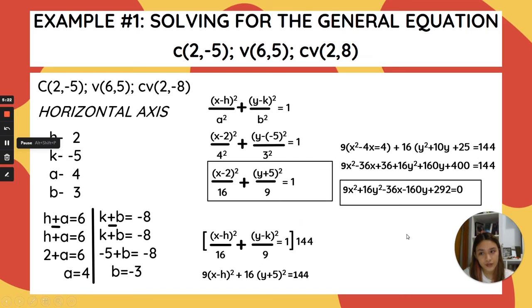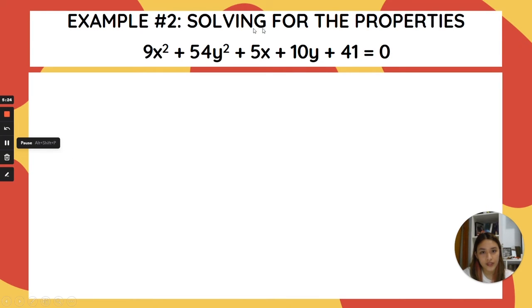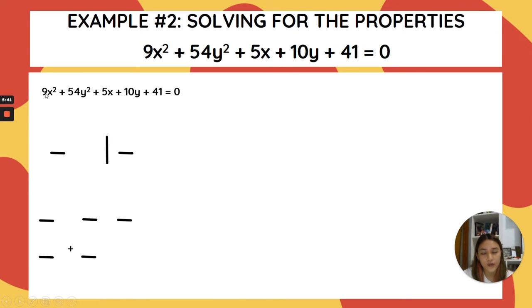So example number 2 is solving for the properties, given the equation 9x squared plus 54y squared plus 5x plus 10y plus 41 equals 0. So given the equation, we need to group all x and group all y's. So for the x, we'll have 9x squared minus 54x plus, for the y, 5y squared plus 10y equals negative 41.